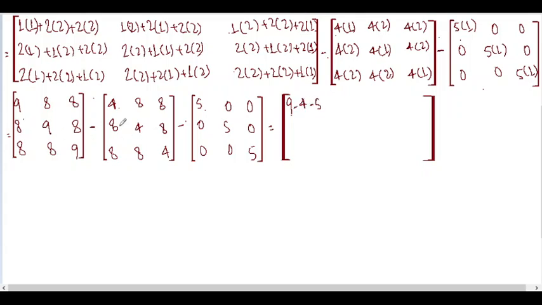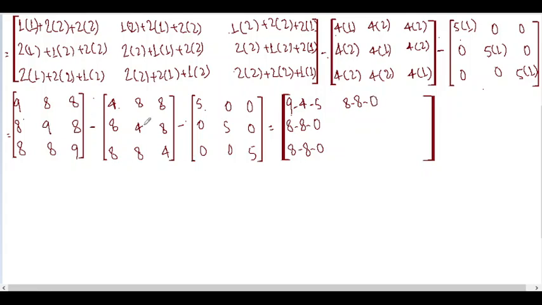Now 8 minus 8 minus 0. 8 minus 8 minus 0. 8 minus 8 minus 0. Now the first row, second column, first row, second column, and first row, second column. We are going to subtract 8 with 8 and then 0. So we get 8 minus 8 minus 0.